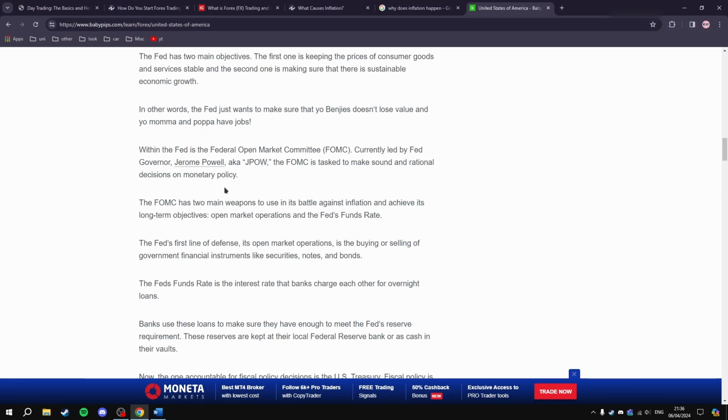The Fed has two main objectives. The first one is keeping the prices of consumer goods and services stable, and the second one is making sure that there is sustainable economic growth.